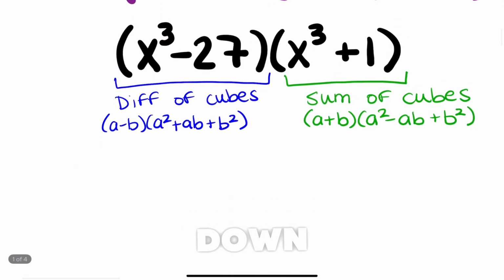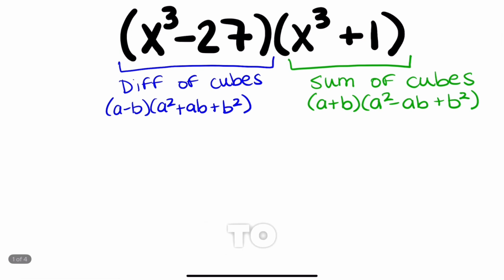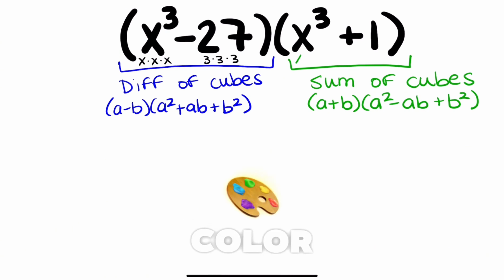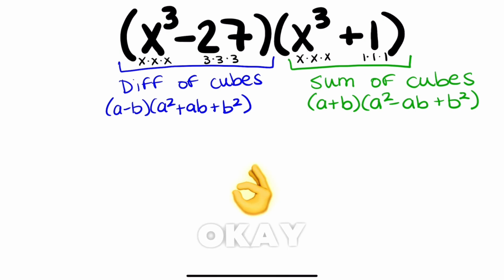So in order to break down x to the third power, this is going to be x times x times x. 27 is 3 times 3 times 3. Same over here, x times x times x, and then 1 is 1 times 1 times 1.